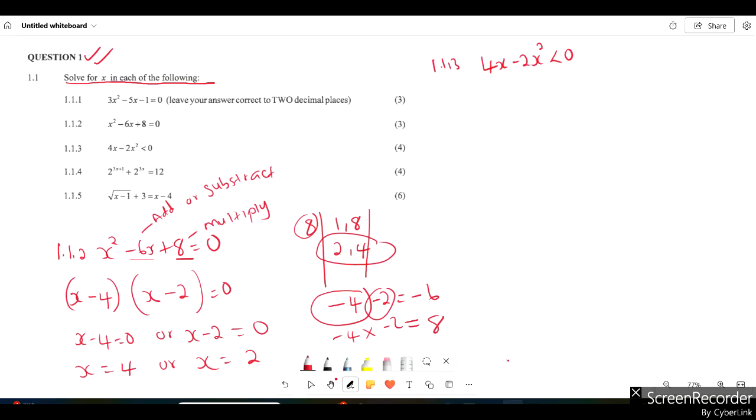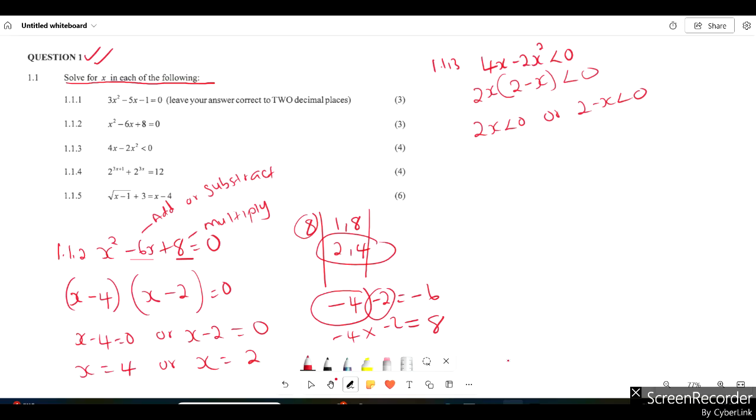Here we are solving an inequality. Guys, what we're going to do here, we are going to factorize because we have a common factor here. The common factor is 2x. Each term we divide by the common factor, and then I'll be left with 2 minus x. So I'm going to conclude here, 2x is less than 0, or 2 minus x is less than 0.